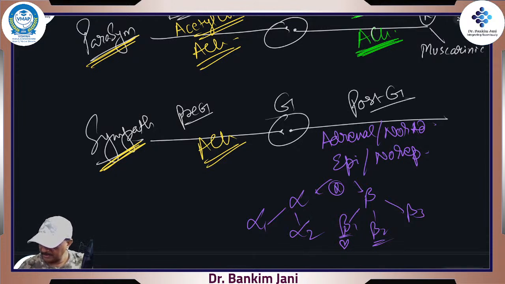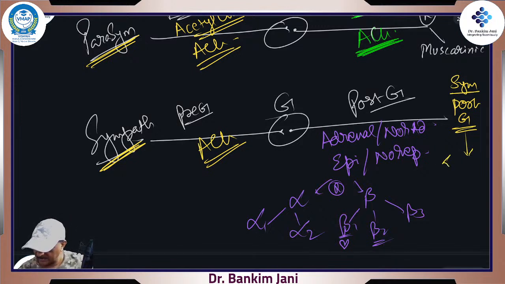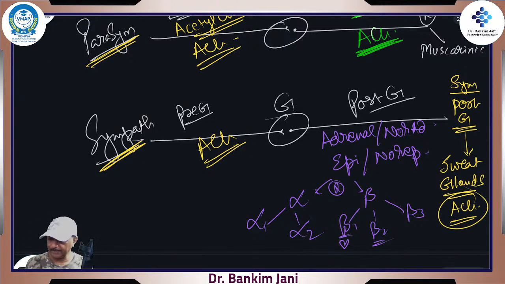One extra thing that is good to know. Everywhere we say that the sympathetic system, postganglionic, uses epinephrine, adrenaline and noradrenaline. But there is only one place which is sympathetic and postganglionic, but still it is not using adrenaline. That is the sweat glands. These sweat glands are sensitive to acetylcholine. This is the only exception. So do remember this.